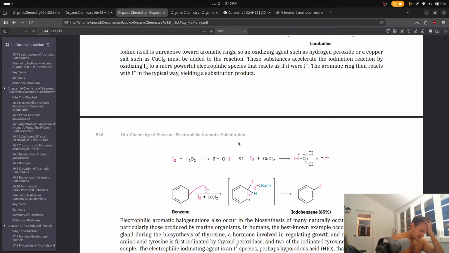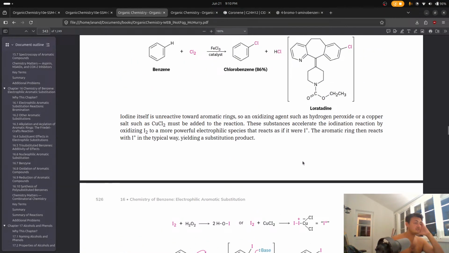So the mechanism here is we have a benzene ring, and then we have I+, which is really just iodine plus copper chloride, and this gives us the same thing as I-H, and we have a base that comes and takes this and gives us the monosubstituted iodobenzene.